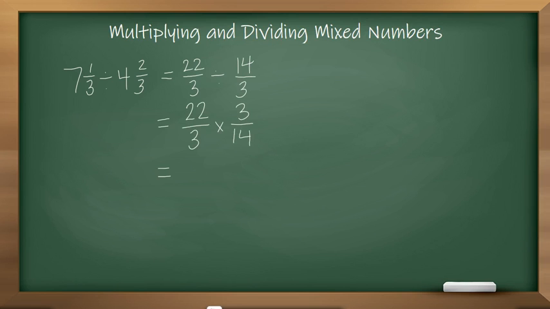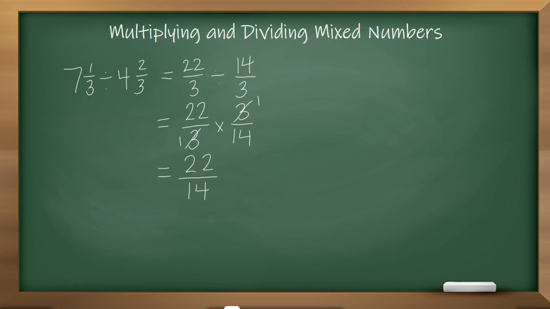And next, I'm actually going to use the same strategy I just used in the last example, because right away I notice I've got a 3 in the numerator and a 3 in the denominator. So I'm going to divide both of those by 3. So 3 divided by 3 is 1, in both spots. So then we've got 22 times 1 and 14 times 1. So we should get 22 over 14.